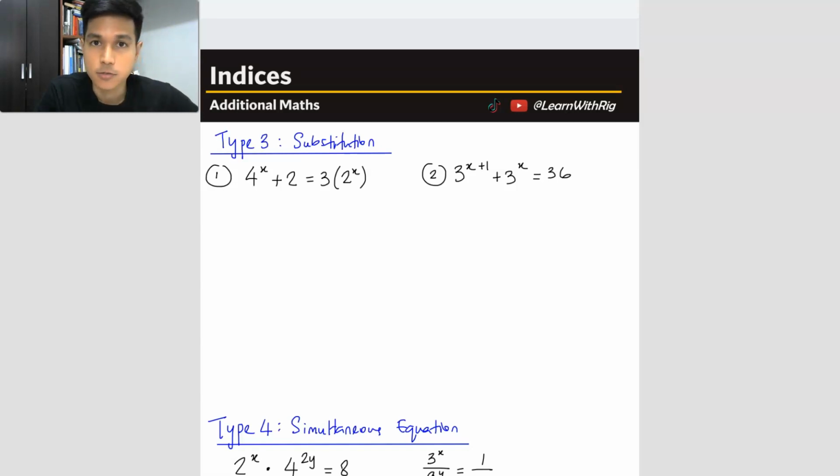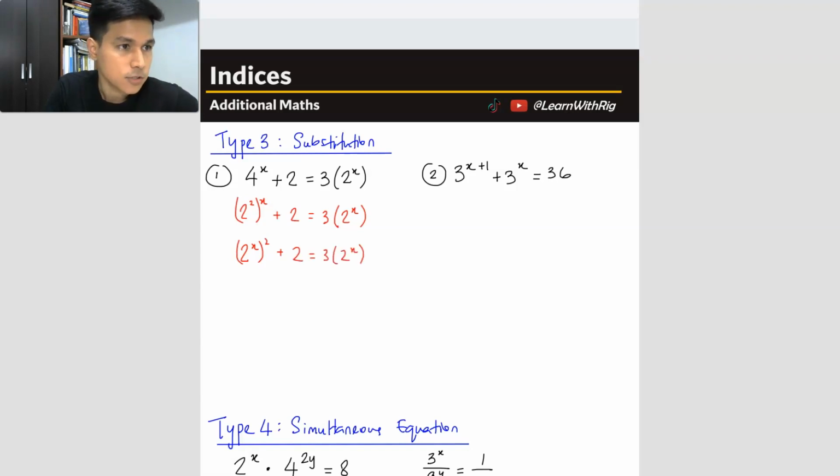Same thing, we're going to change it to the same base first. So 2 power 2 is equals to 4, right? And then you've got the x outside here, plus 2 equals to 3 times 2 power x. What you notice here is that you can change this: it becomes 2 power x times 2, which is actually the same thing. Why am I doing this? Because I have a 2 power x here and another 2 power x here, so I can use the substitution method.